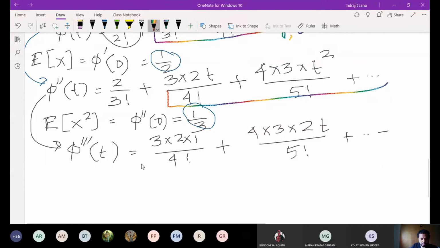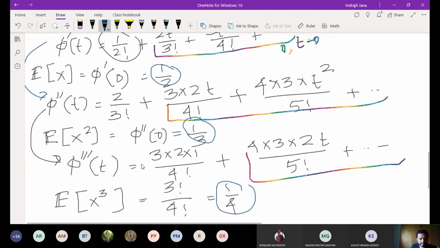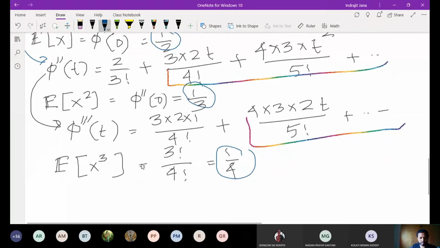And now if you plug in t equal to 0, this term will vanish, and then you will see that expectation of x cube is going to be 3 factorial over 4 factorial, which is 1/4. So expectation x cube is 1/4. Now if you are following the pattern, you see that expectation x is 1/2, expectation x square is 2 over 3 factorial, which is 1/3. Expectation x cube is 3 factorial over 4 factorial, which is 1/4.